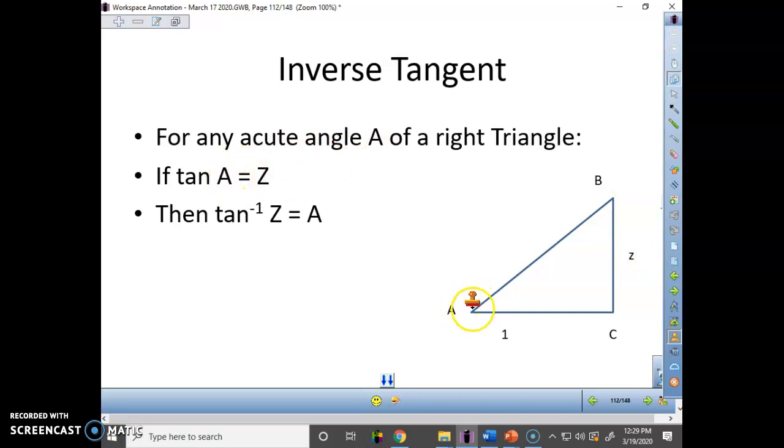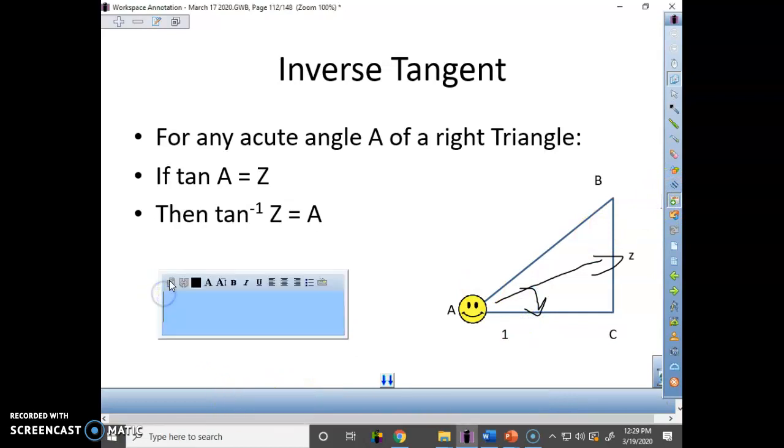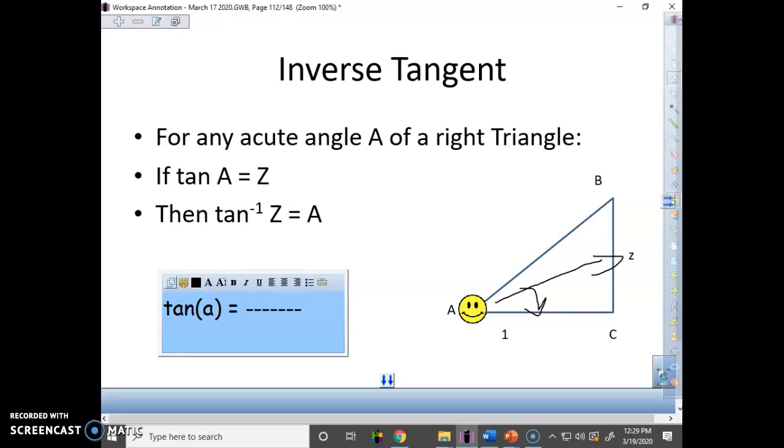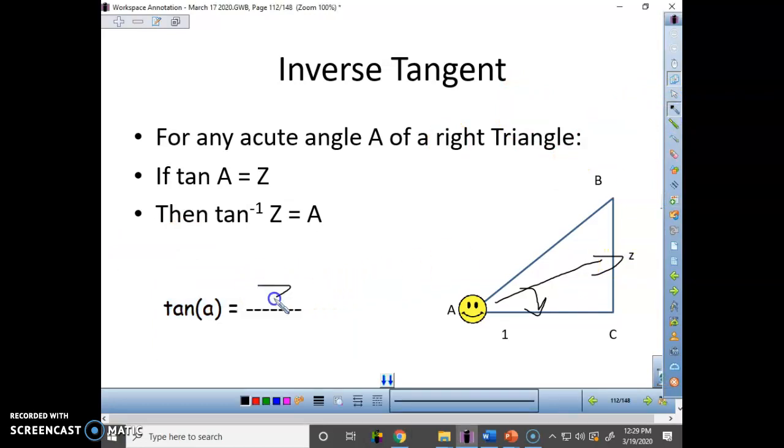Tan of angle A. So we're talking about angle A. That's what we're using. And tangent uses what? Opposite and adjacent. So when we go to set up our ratio, it looks like tangent of angle A is equal to, and it's going to be, who's on top? Let's see, you've got Z over 1.